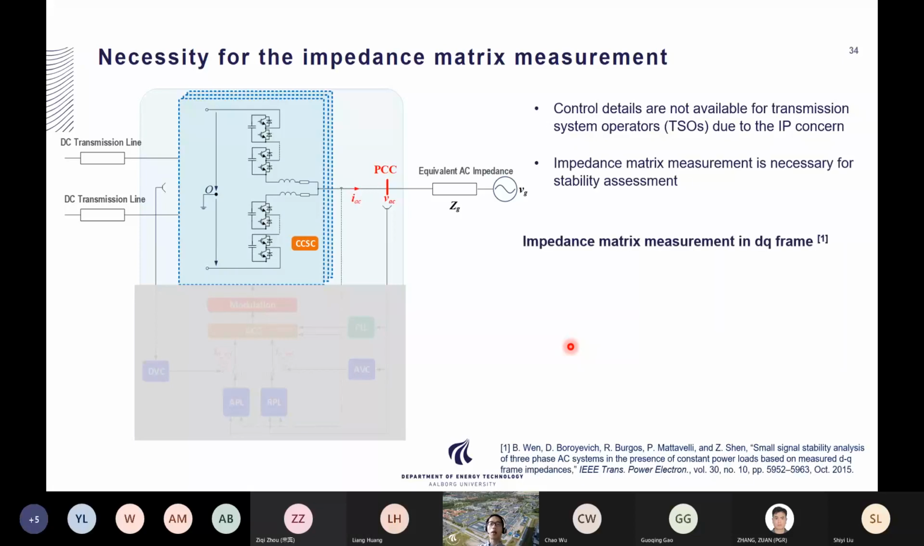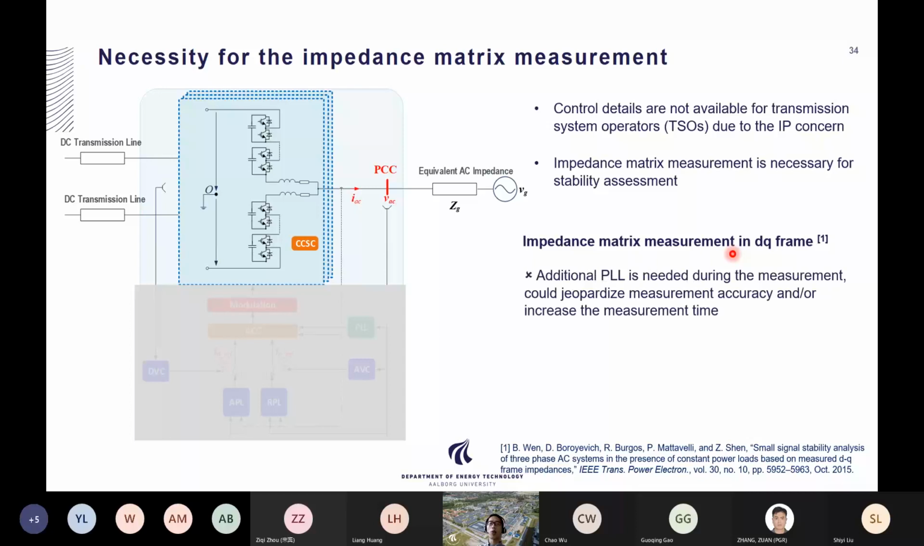However, the current impedance measurement, which I would say is the mature technique, is represented in the DQ frame. That requires an additional phase lock loop for the measurement, but this additional phase lock loop itself will introduce some dynamics which will jeopardize the measurement accuracy. Of course, you can minimize this effect by introducing a very low frequency bandwidth phase lock loop, but it will, on the other hand, increase the measurement time.